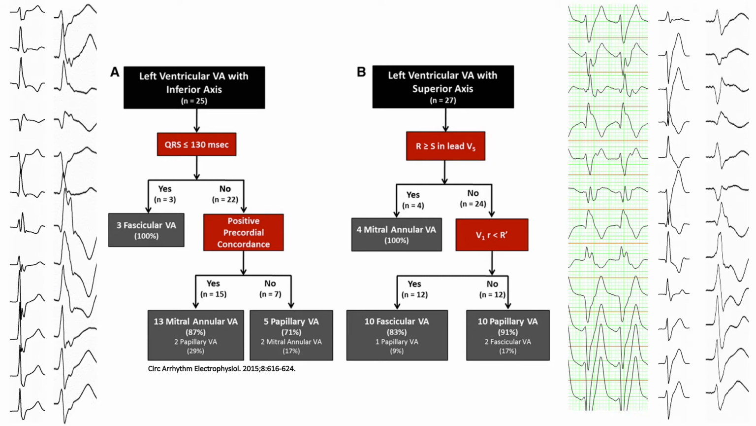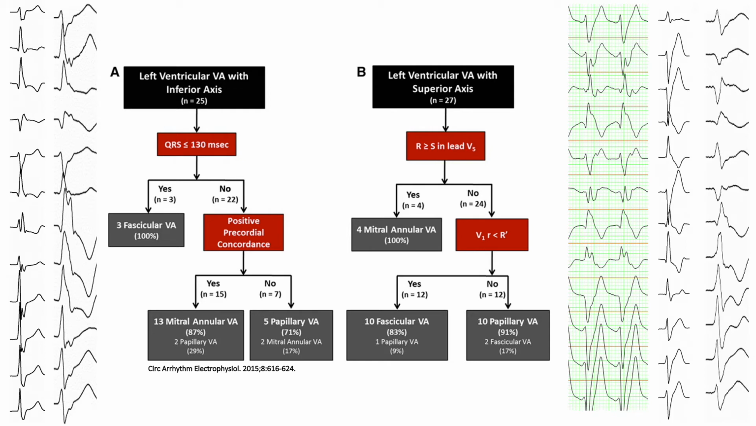So, in our case, we have two findings which are in favor of papillary muscle VT. First, the QRS duration is more than 130 milliseconds. And second, in papillary muscle VT, the first R or R wave in V1 is usually larger than the R prime or the second R wave. However, in fascicular VT, we see that the second R or R prime is larger than the first one.